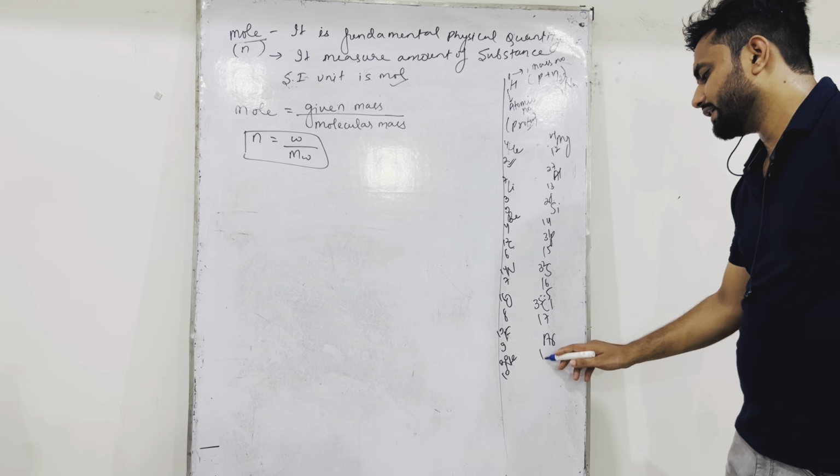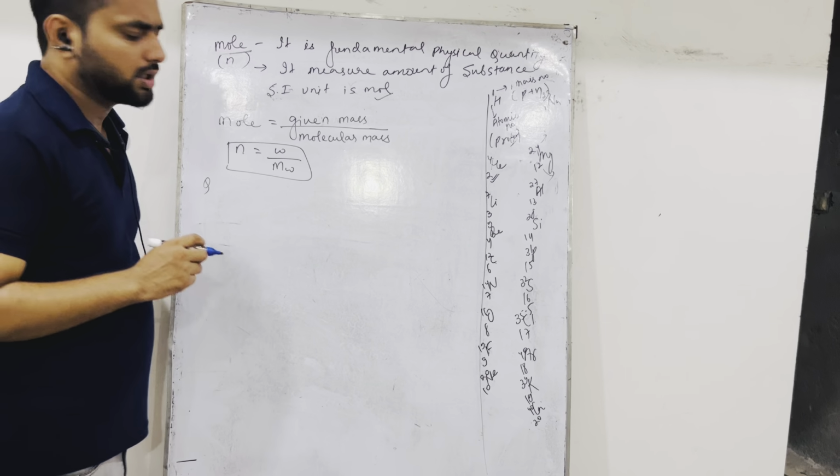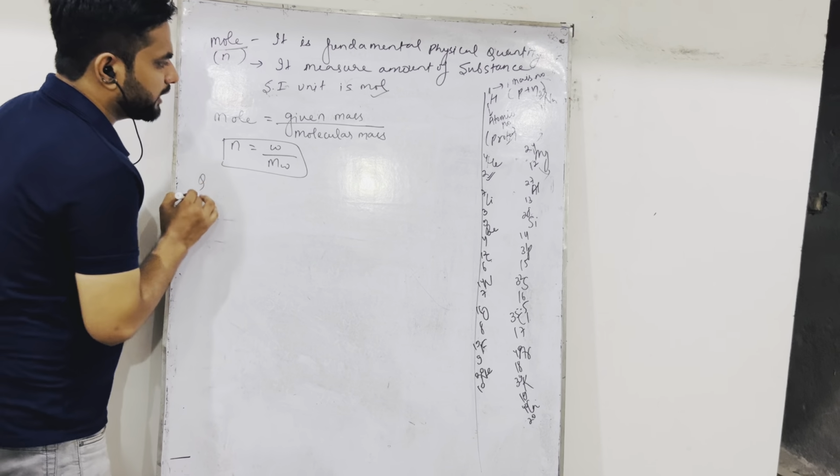I have already told you above it is mass number and below it is atomic number. We have learned the formula of mole, given mass upon molecular mass. So what does it mean? Let me give you a small question. What does it mean of mole? I have given you a question.